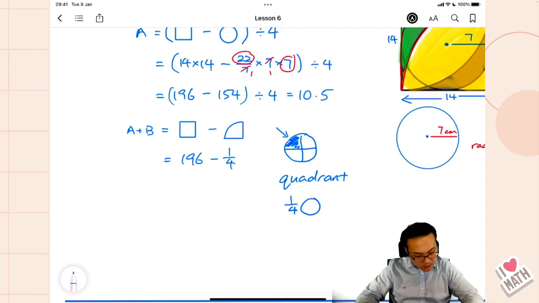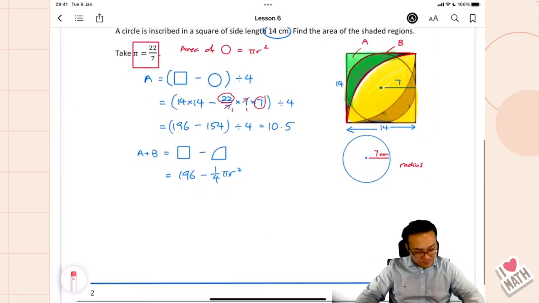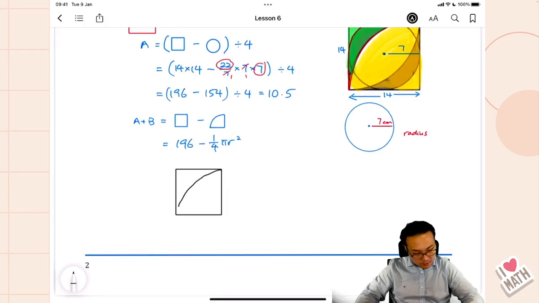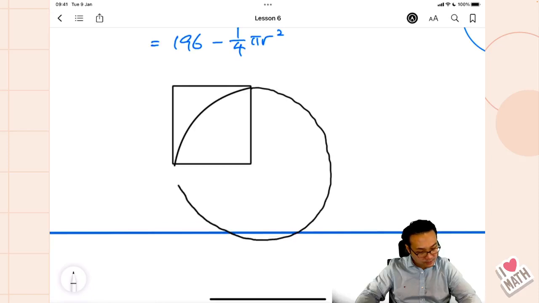So 1/4 of the circle. Which circle? Very important, students. Which circle? What are you talking about? Do you notice that this quadrant is part of a bigger circle? So if you want to find the radius, it is from the center of the circle to the side of the circle. So be very careful. The radius here is actually 14, not 7. Understand?